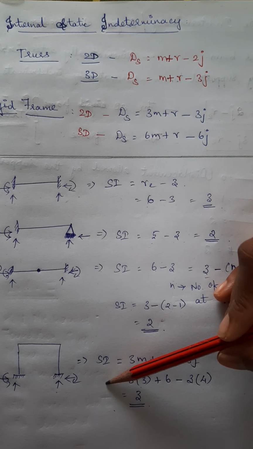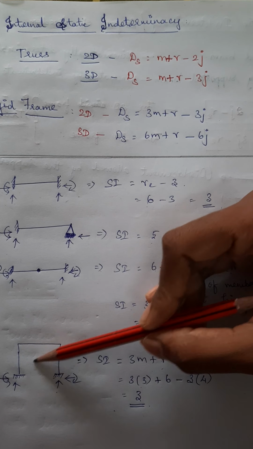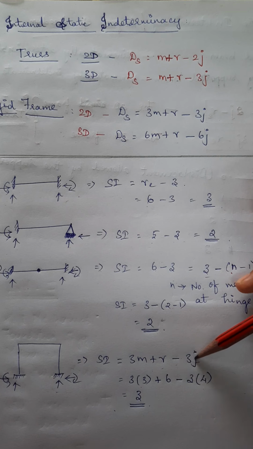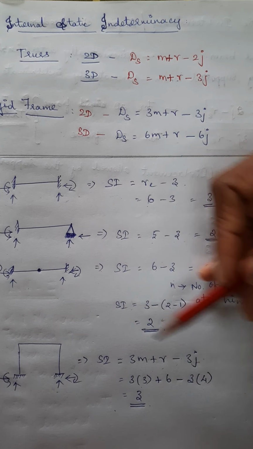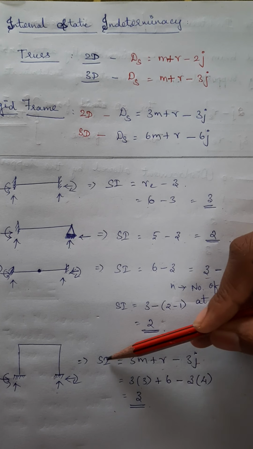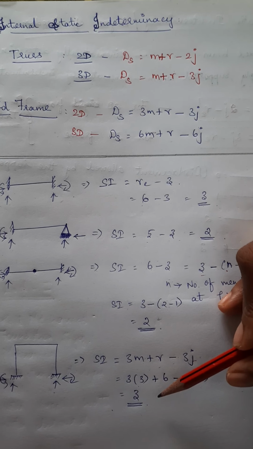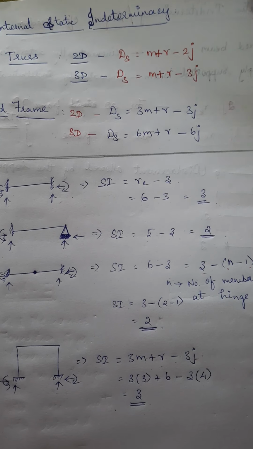This is for a frame, a simply supported frame. 3m plus r minus 3j. The number of members is 3. Reactions is 6. And the number of joints is 4. So static indeterminacy is 3. This is about static indeterminacy.